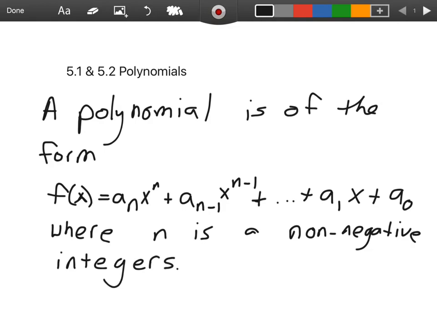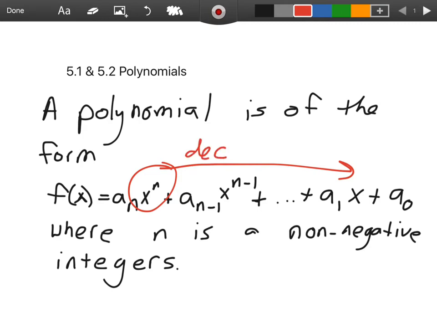Basically, what it is, we just start here with our highest order term. All the a's are just coefficients, but then we start with our highest order term and we go in descending order with the exponents of the polynomials.